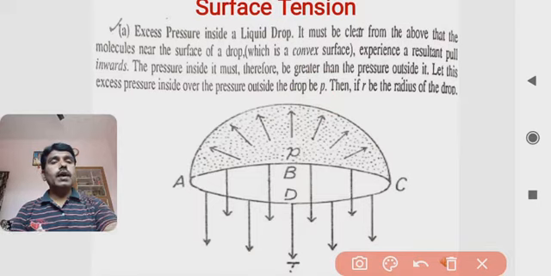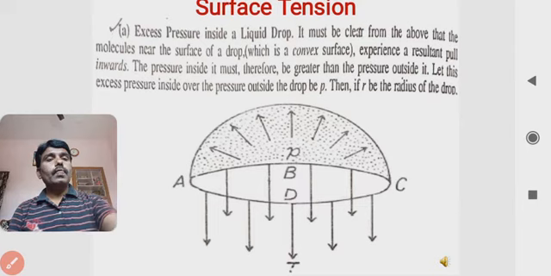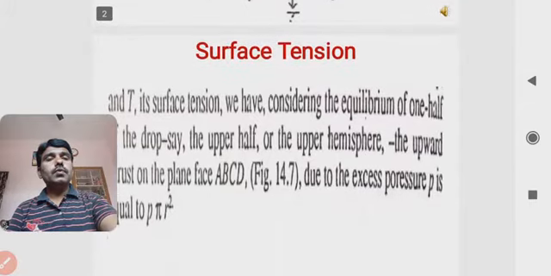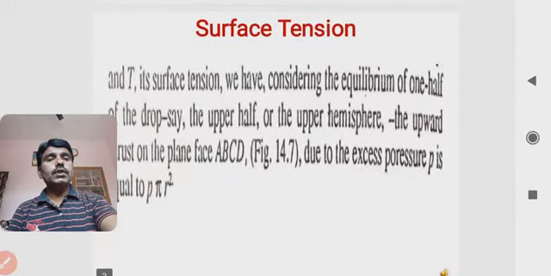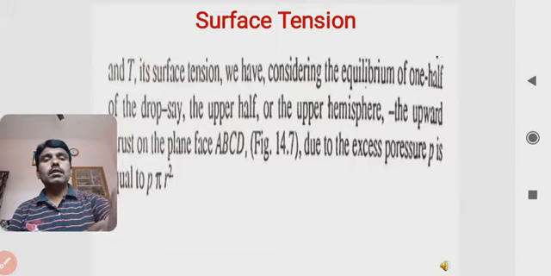So if R is the radius of the drop, (समजा radius of the drop आपण consider केली तर), and in this case we want to find out the excess pressure. Suppose T is the surface tension, working in the downward direction, which is to be balanced against the excess pressure, and we are interested in finding out the excess pressure.